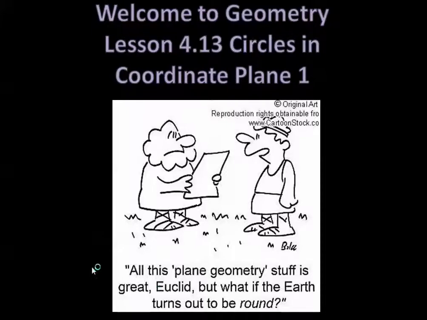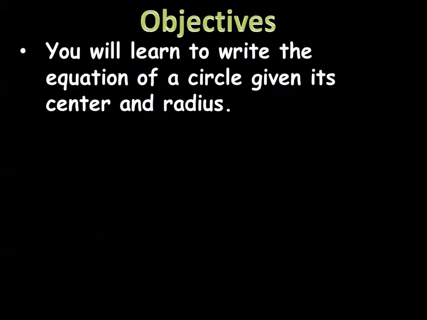Picture right here. This is lesson 4.13, circles in a coordinate plane. Lines J and K are tangent to circle Q. Here's line J. Here's line K. And you can tell right here the point of tangency.